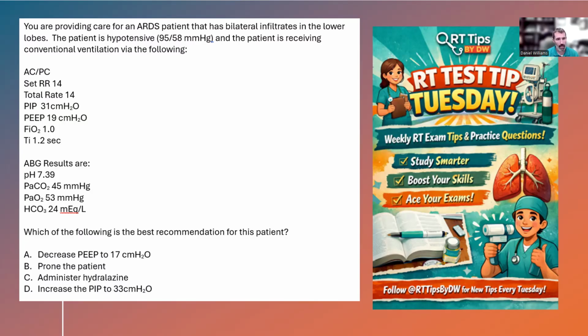Our arterial blood gas results are pH 7.39. Our PaCO2 is 45 millimeters of mercury. Our PaO2 is 53 millimeters of mercury. Our bicarb is 24 milliequivalents per liter. And then it follows up with the actual question: which of the following is the best recommendation for this patient? Is it to decrease the PEEP to 17 centimeters water pressure, prone the patient, administer hydralazine, or increase the peak inspiratory pressure to 33 centimeters of water pressure?